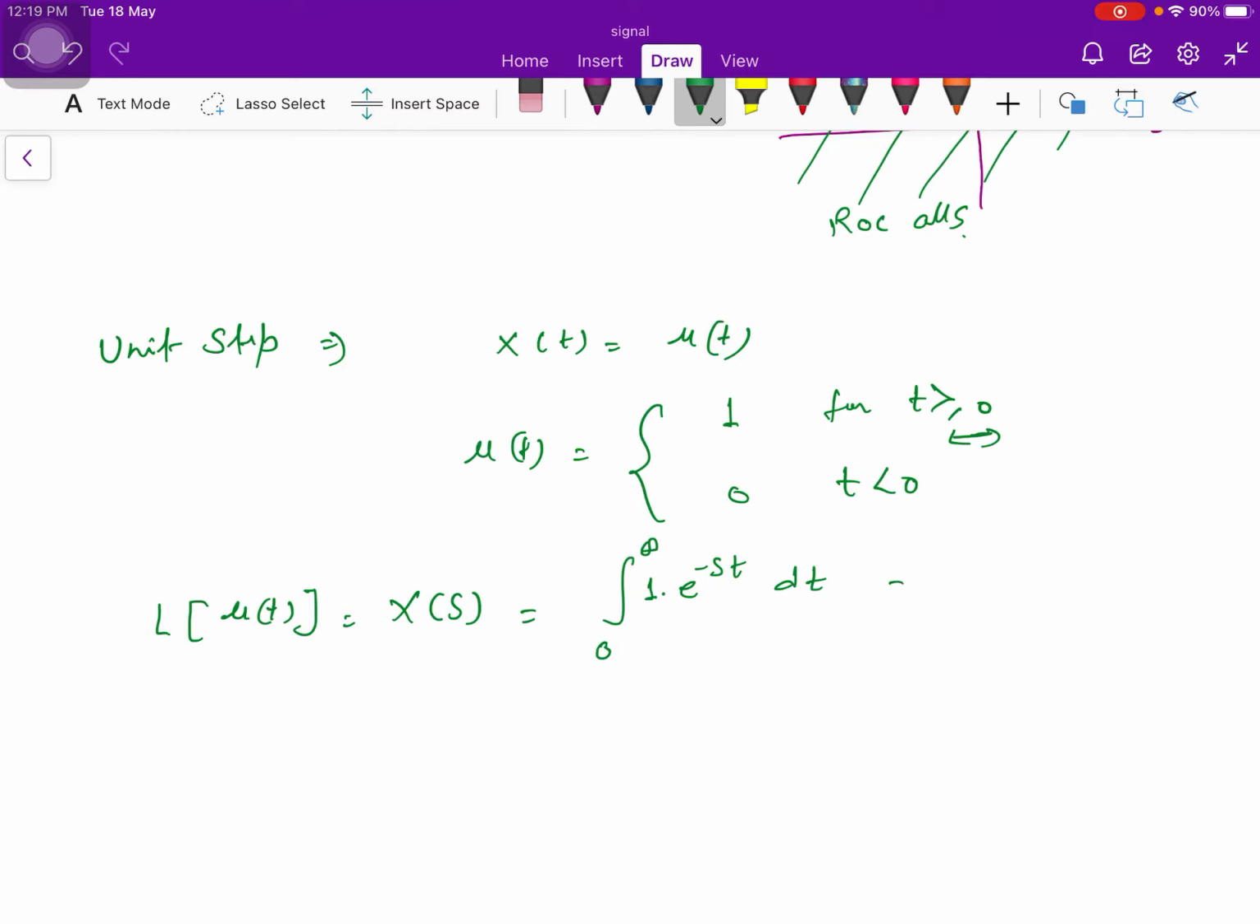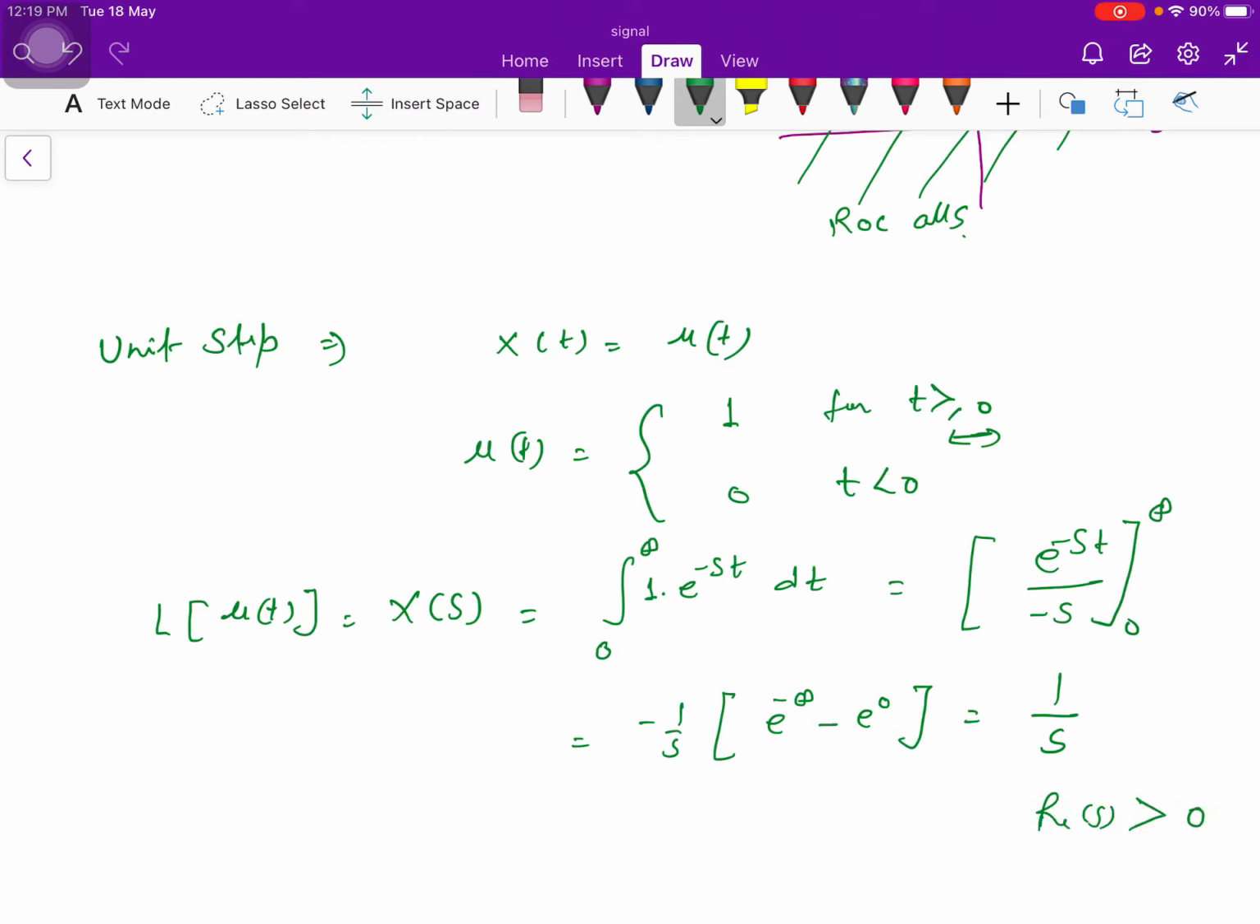So, when you integrate e to the power minus s t, it will be e to the power minus s t upon minus s, from 0 to infinity. From here, obviously, you can take 1 by s outside and put in the limits: e to the power minus infinity minus e to the power 0, which gives 1 by s. And that is valid when the real part of s is greater than 0.